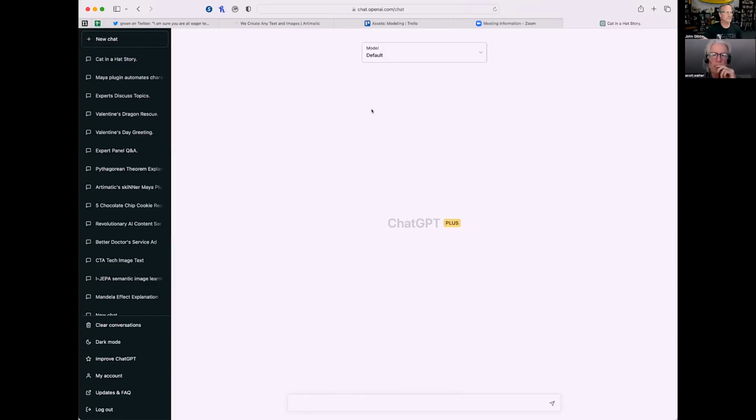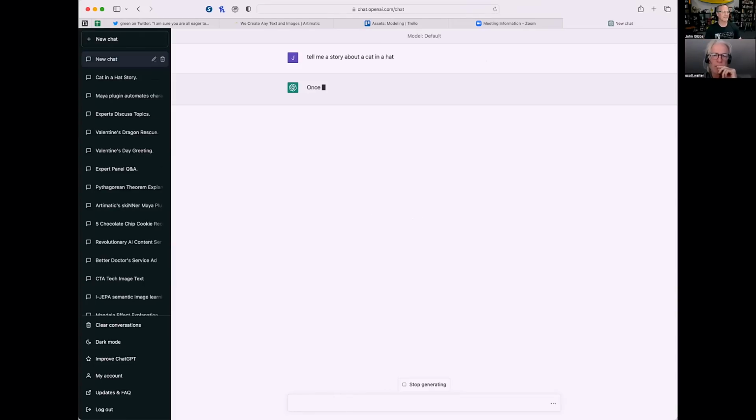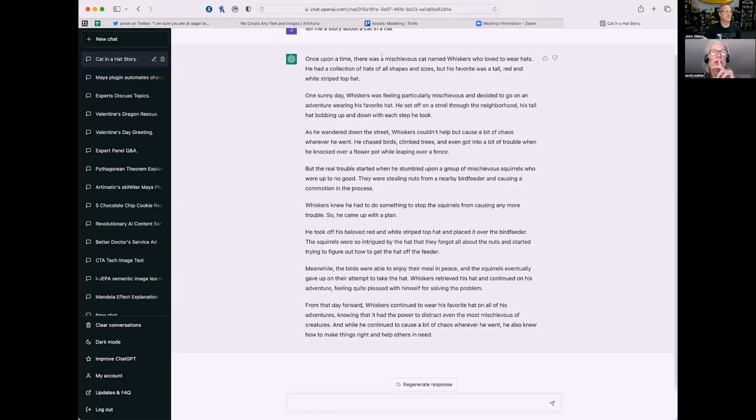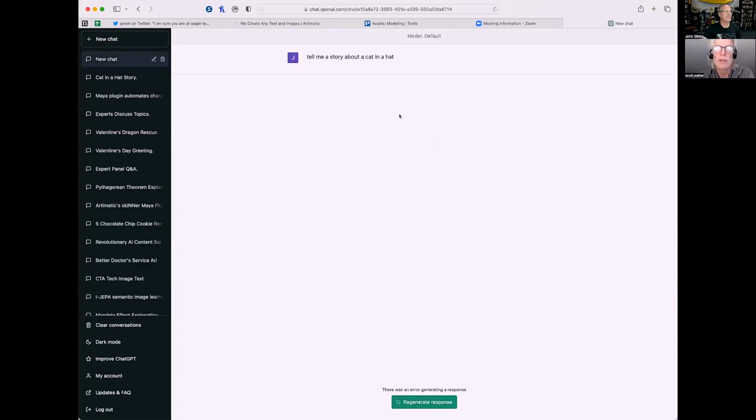So I'm starting a new chat. I'm going to paste in the exact same thing. Oh no, it's different. Absolutely. It's very different. But they're very deterministic. I mean, it did start, okay, mischievous cat named Whiskers who loved to wear hats. It does have hats, which is interesting. Right, well, it should, because you asked it about a cat in a hat.